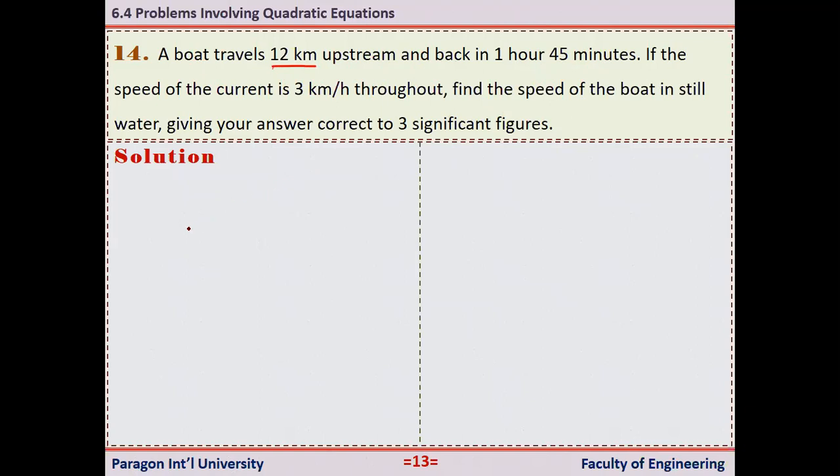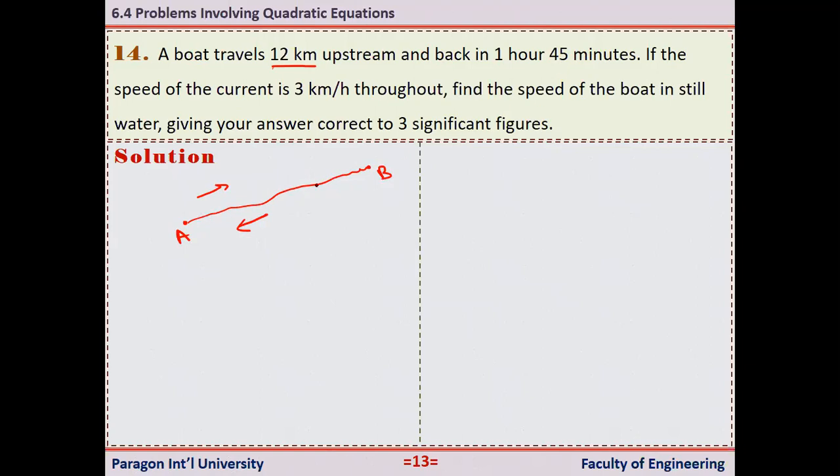Here we have a body of water, and here we have point B. This direction is upstream, and this direction is downstream. The boat travels from A to B and comes back from B to A, and the total distance is 12 kilometers. The total time taken is 1 hour and 45 minutes.